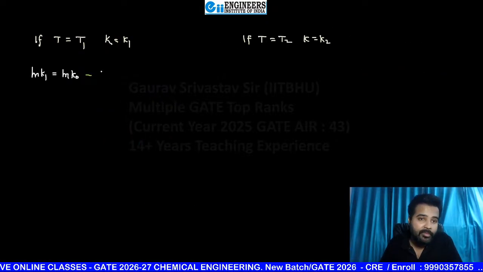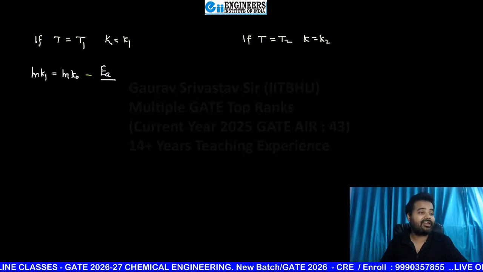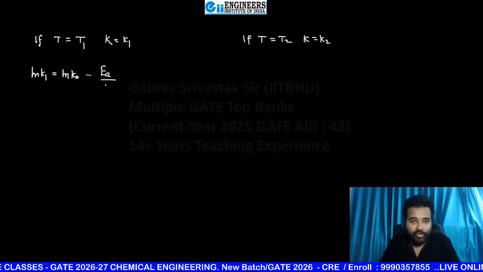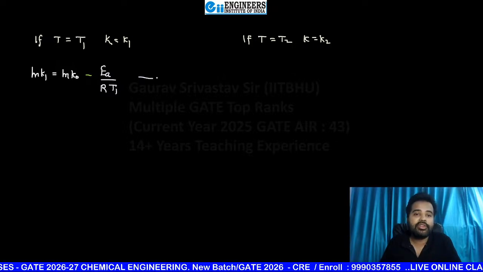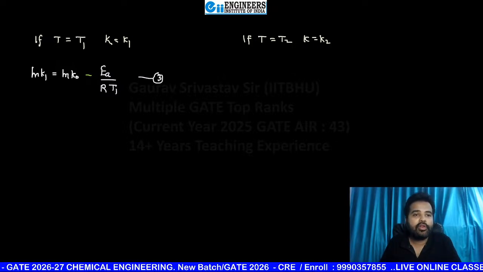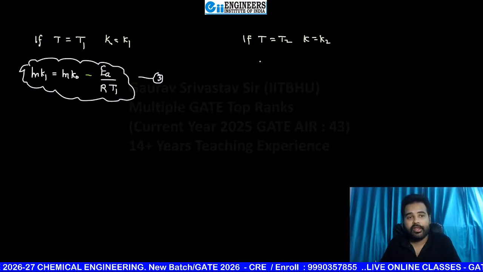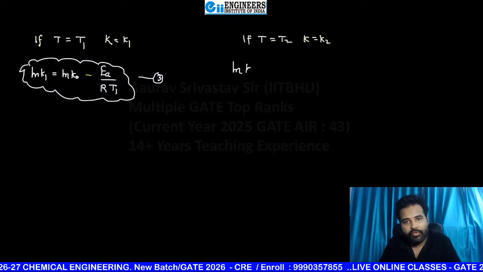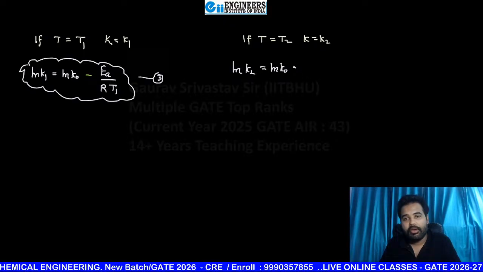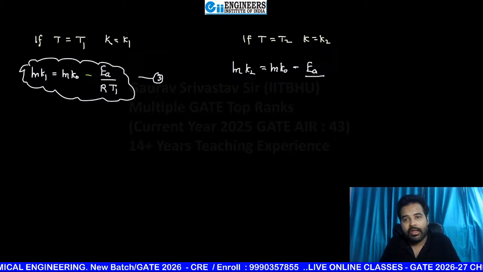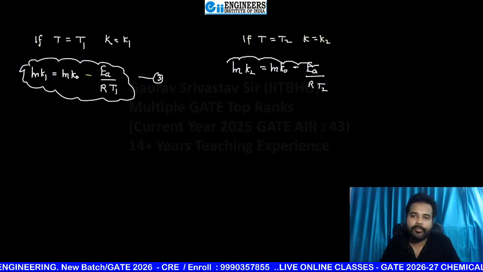EA is not a function of temperature, so no EA1, no EA2, EA. And R is universal gas constant, that is also not a function of temperature. So EA upon R T1. Okay, this is your equation number 3. Beautiful equation number 3 you got here. Okay, now similarly here, you can write ln of K2 that equals to ln of K naught minus EA upon RT2. This is your equation number 4.